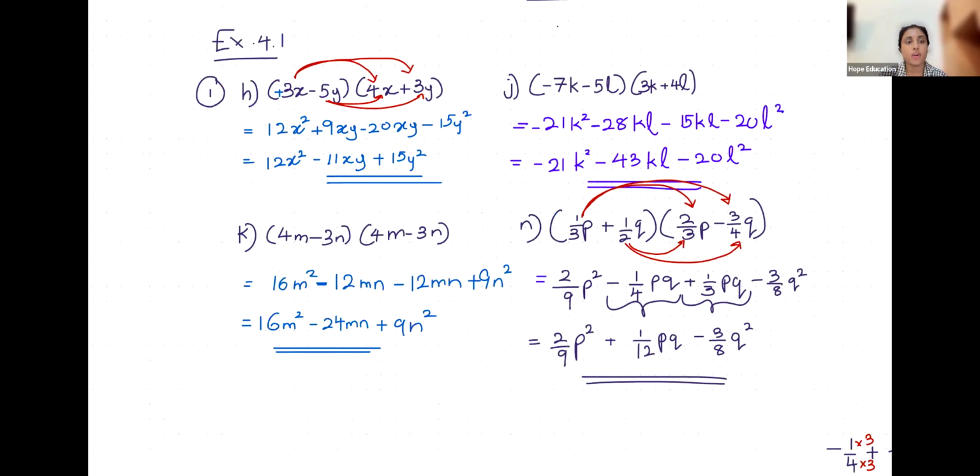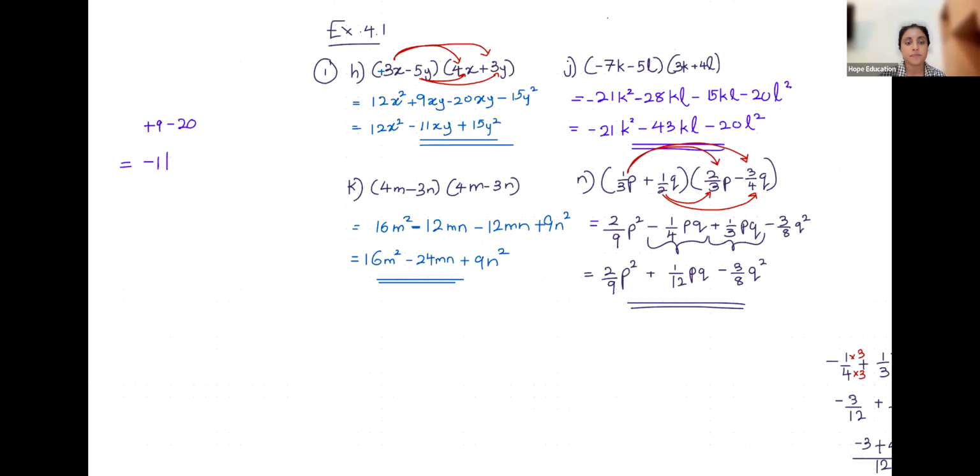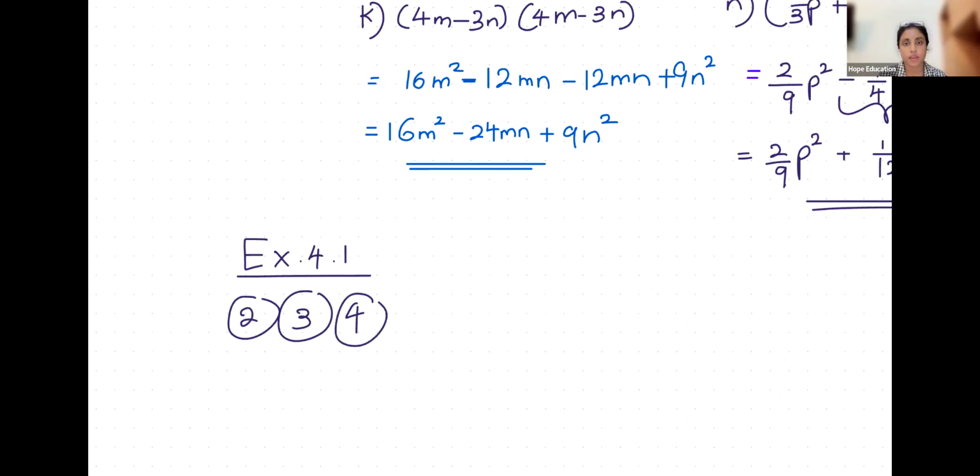Okay, Lamai. Can you all mark the homework? In the previous one, I didn't give any homework, no? Exercise 4.1, which was the exercise that we have been doing. Do 2, 3, and 4. Exercise 4.1, do 2, 3, and 4. So this is the homework.